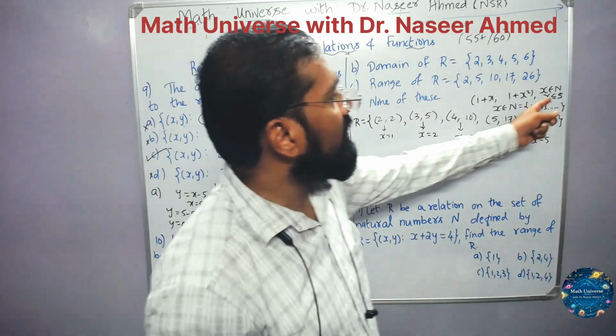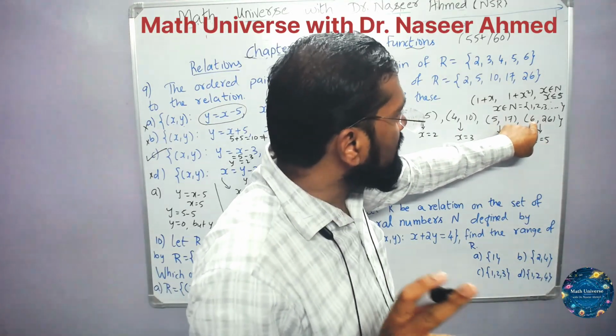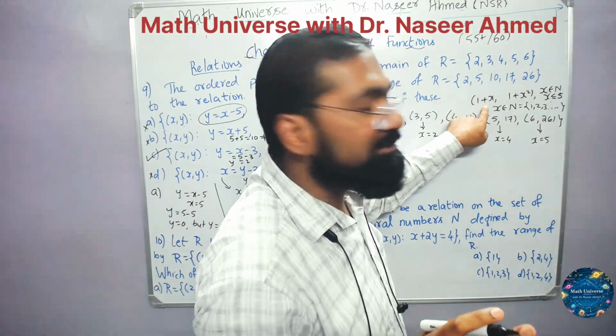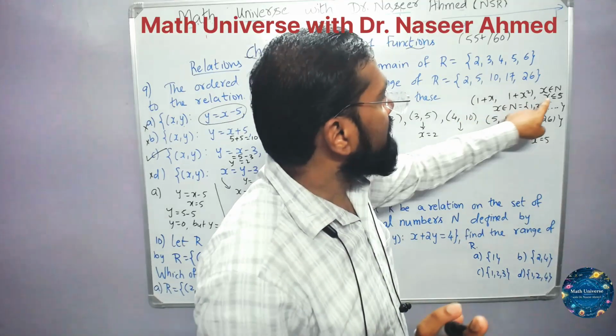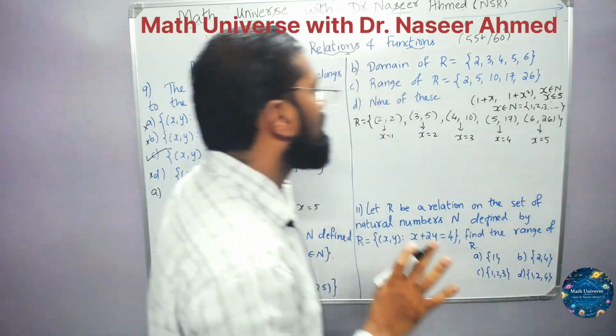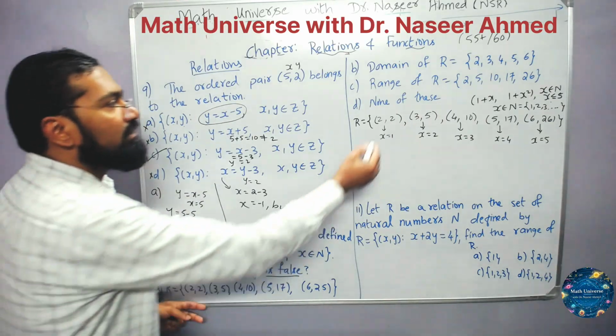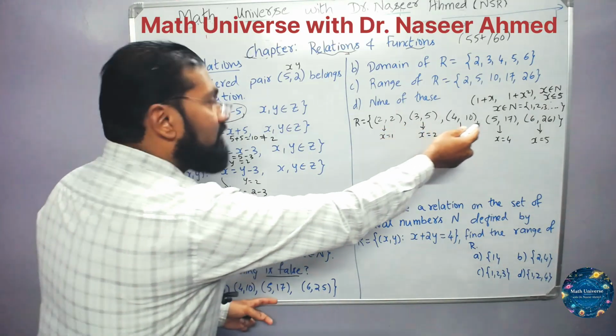Why? Because x is less than or equal to 5. Don't get confused when you see that the value is more than 5. Be careful. This is the value of x plus 1, not x. If x is less than or equal to 5, x plus 1 will be less than or equal to 6. So we have to stop there. Now just check the first option. (2, 2), (3, 5), (4, 10), (5, 17).